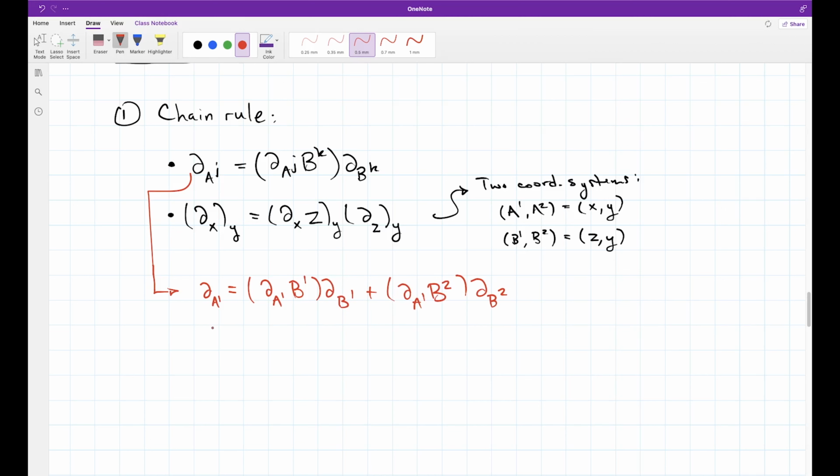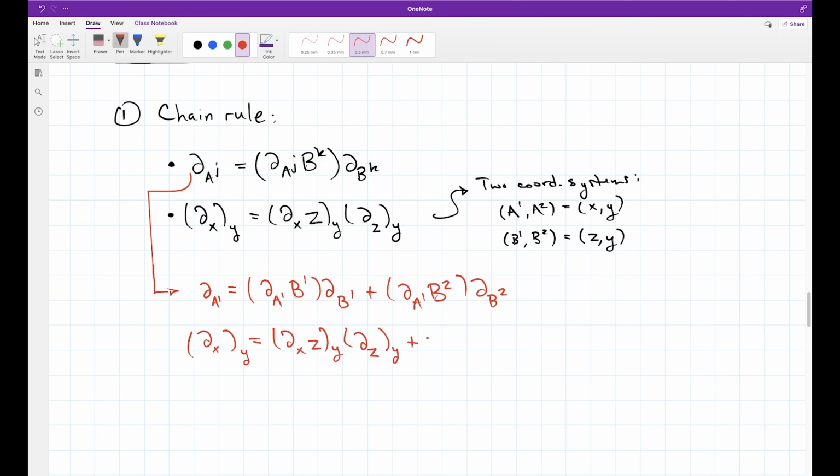But now let's write this in terms of what we want. So this is the partial of X when fixing Y, since that's the A coordinate system. This is going to be the partial with respect to X of B1, but B1 is Z, fixing Y again, times the partial of B1 when fixing B2. So that is the partial with respect to B1, which is Z, fixing B2, which is Y.